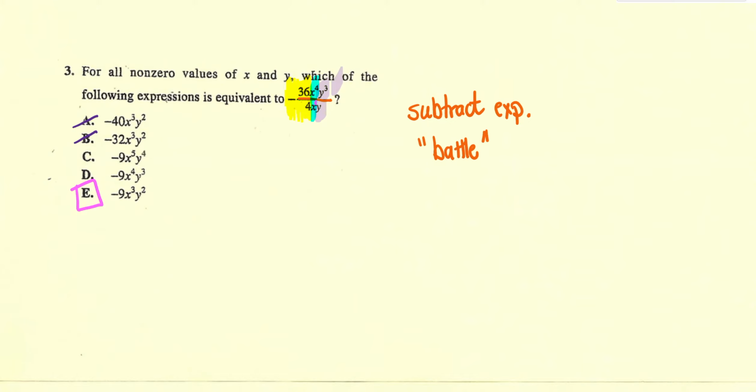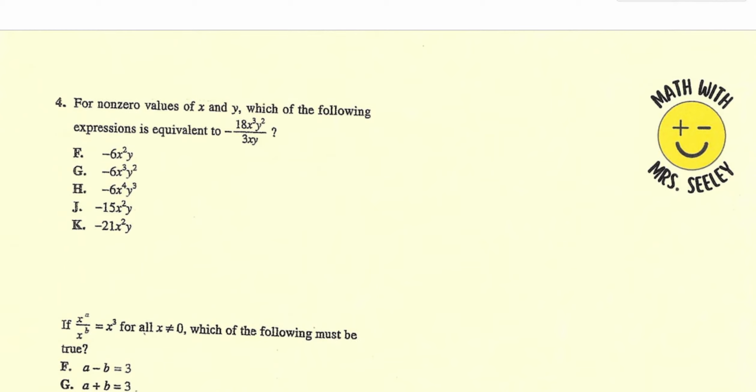Okay, let's take a look at this one. If you want to, pause the video and try for yourself and see how you do. All right, so on this one, we're going to do the numbers like we would have done our entire life. If you saw negative 18 divided by 3, you know that answer is negative 6.